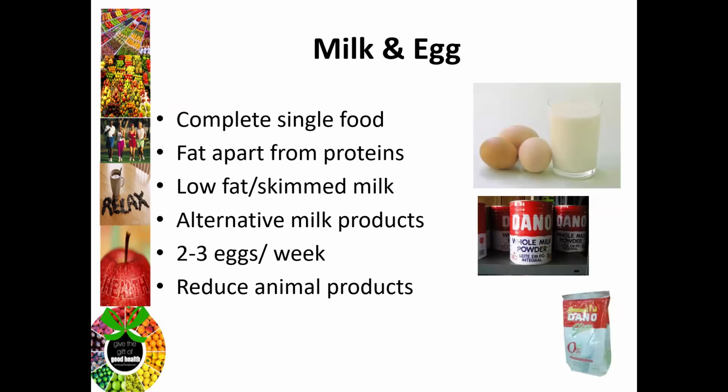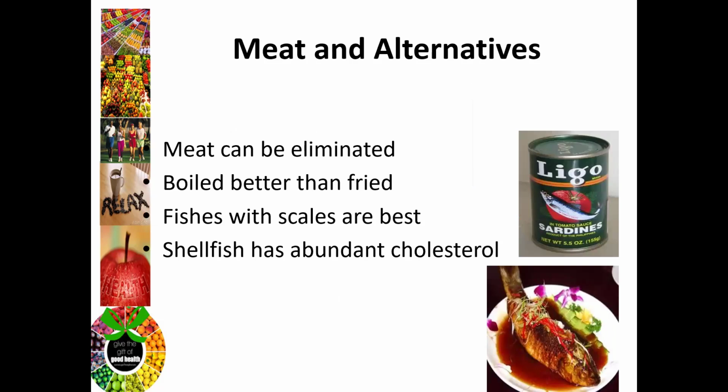Make an egg. Milk contains fats and therefore should be limited in amount, or better still, take low fat or skimmed milk. And it's a good idea to avoid more than 3 eggs in a week. 2 to 3 eggs, and it's better boiled than fried. So anybody who wants to be healthy or reduce weight should reduce animal products.